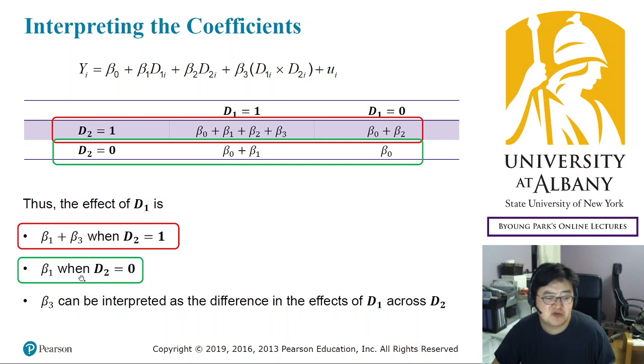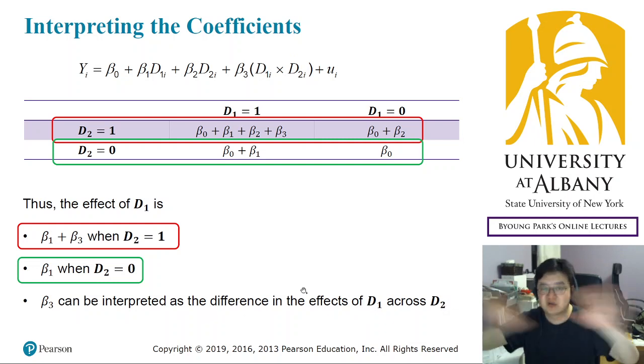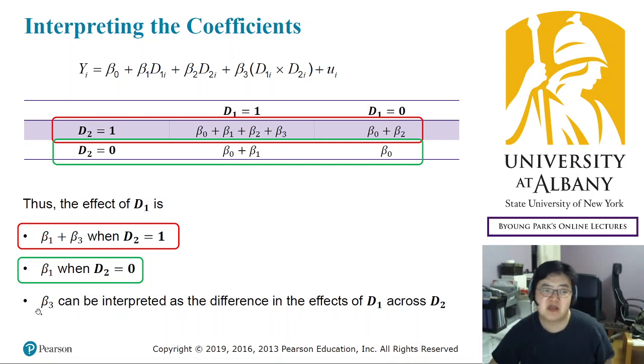And then as a result, from here, beta 3 can be interpreted as the difference in the effects of d1 across d2. So effect of d1 and the difference across d2 is beta 3.